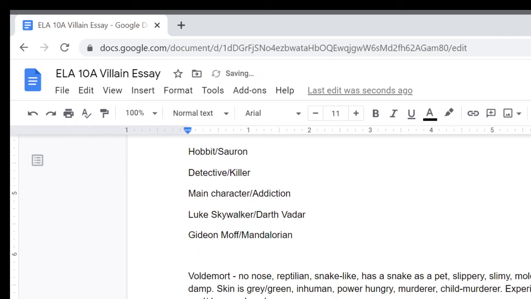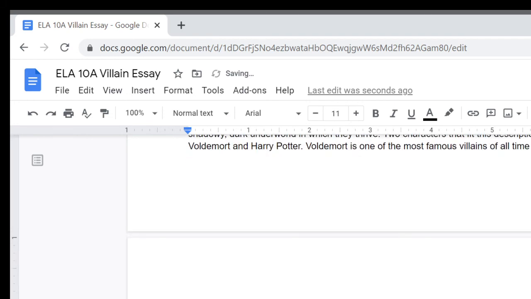So I would say Voldemort is one of the most famous villains of all time, and his devious actions as related to the righteous moves, that would be another word for action, as related to the righteous moves of Harry Potter, deserve to be examined in more detail.